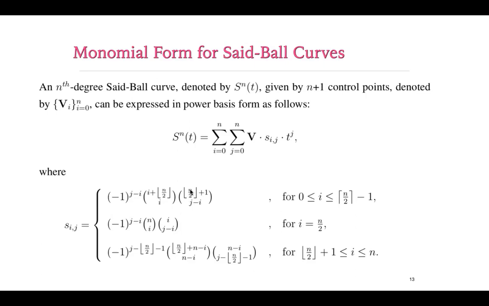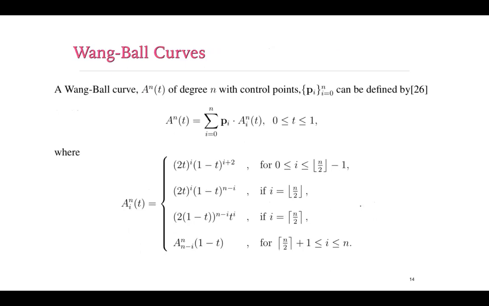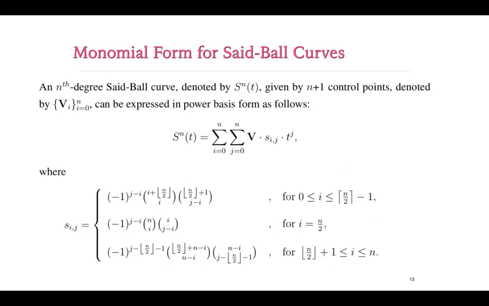And for this one also, I have a paper that proves the correctness of this formula. I have to convert from the Sidebar generalized Ball polynomials into monomial form. This is the generalized monomial form of the Sidebar curve. Up to this point, do you have any questions before we go to Wang-Ball?